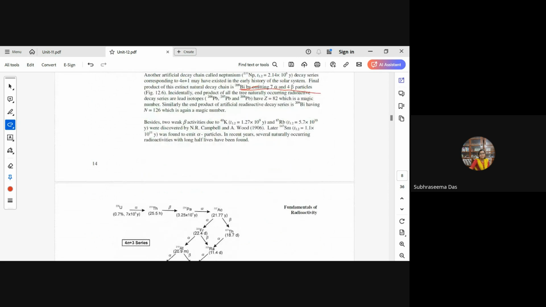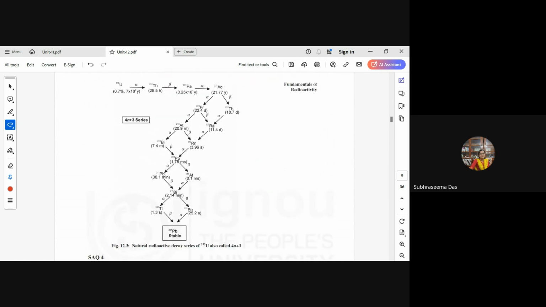Besides two weak beta activities due to potassium 40 and rubidium 87, which were discovered by Campbell and Wood, even samarium 147 has been found to emit alpha particles. In recent years, several naturally occurring radioactivities with long lives have been found.